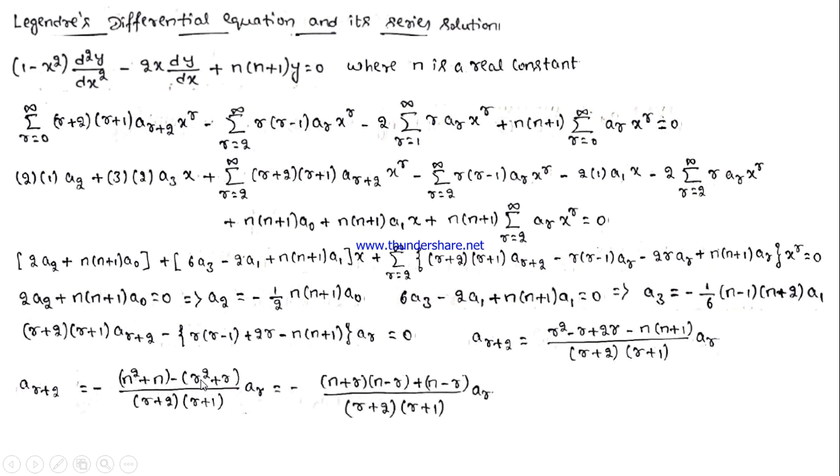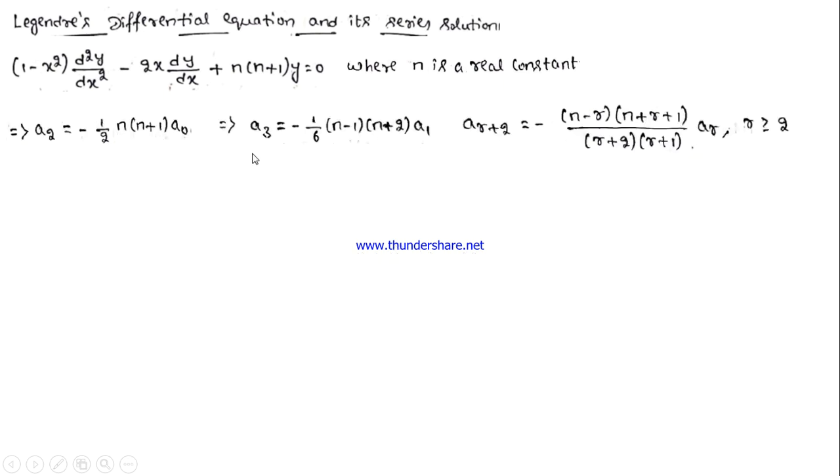What does it give? n plus r into n minus r, that is a square minus b square, which becomes a plus b into a minus b. And what is remaining now? Plus n minus r, which is written as it is. From these two, n minus r is taken common, that gives n plus r plus 1. So this is the expression for a_{r+2}, found in terms of a_r, and it is valid for all values of r greater than or equal to 2. So I know the values of a2 and a3, and we can find a_{r+2} in terms of a_r, and we are saying it is valid for r greater than or equal to 2.